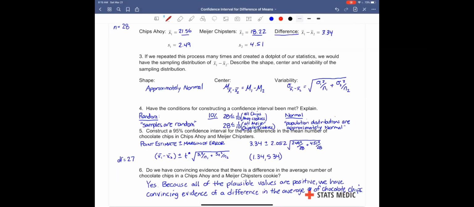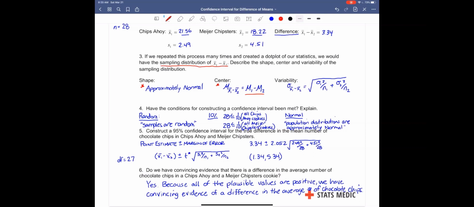So let's take a look at your answers from the activity. Question number 3 should be a review for you, asking you about the sampling distribution of x1 bar minus x2 bar. Hopefully you got that the shape is approximately normal, and we'll talk about why in just a minute. The center, we have the formula for the mean of x1 bar minus x2 bar, which is mu1 minus mu2. And at this point, we don't know what mu1 minus mu2 is. In fact, that's what we're trying to estimate with our statistic x1 bar minus x2 bar.